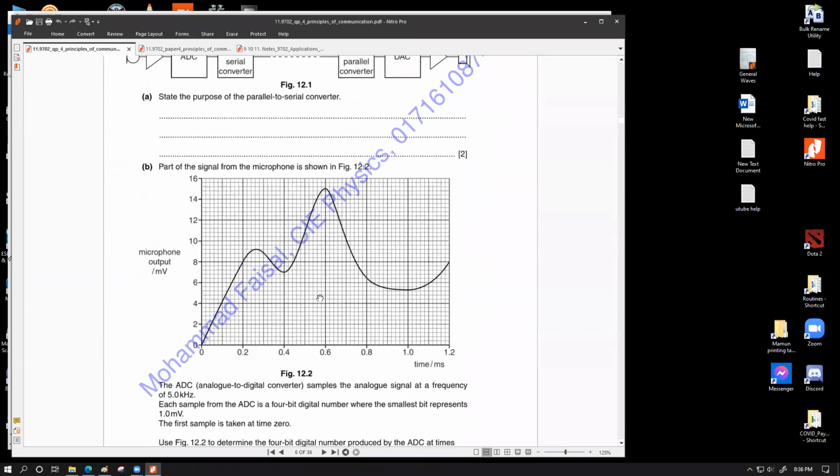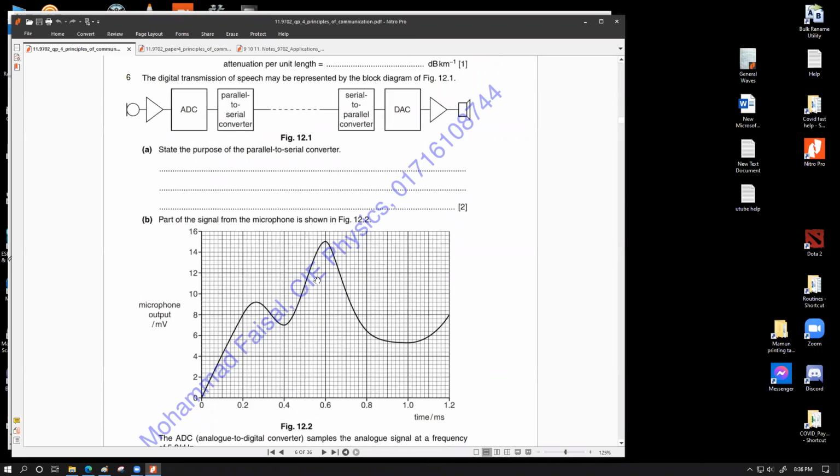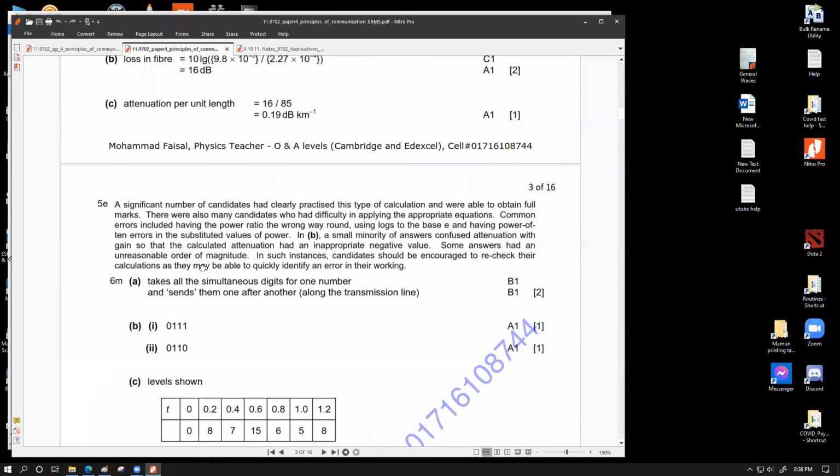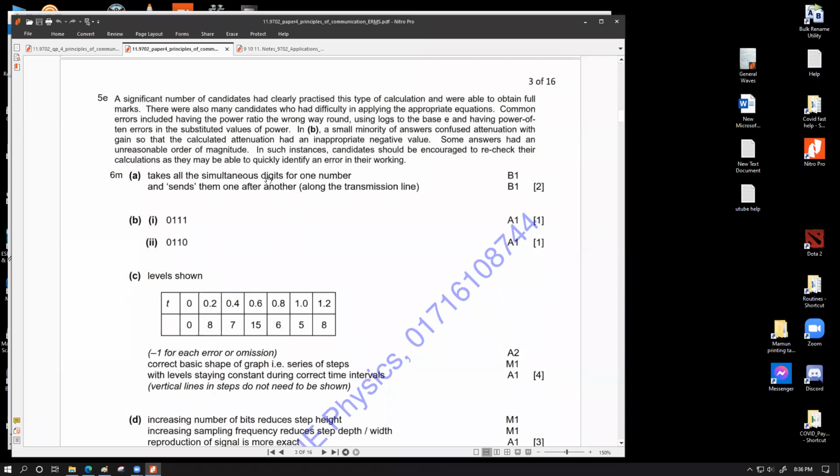So I think we saw this problem in the last class. This is the question: what is the purpose of the parallel to serial converter? I believe we solved this in the last class, so I'm not going to talk about it, but for today's class I'd like you to look at the mark scheme 6A. It takes all the simultaneous digits for one number and sends them one after another along the transmission line. That's basically making all the parallel numbers convert into a single sequence of numbers.